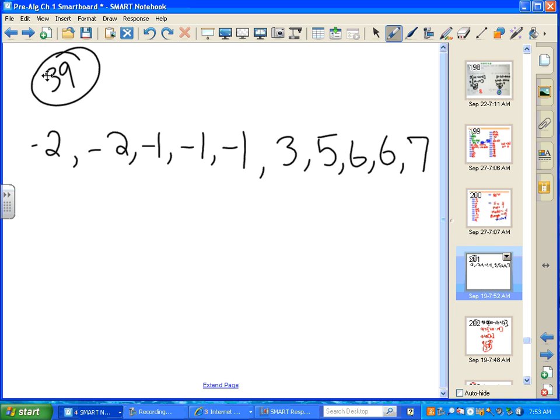To find the range, you're taking the largest minus the smallest. So your range is 7 minus -2. 7 minus -2 is 7 plus 2, which is 9. The range from the smallest number to the largest number is 9. So Annalise, do you understand how I got the range? Okay, you sure?